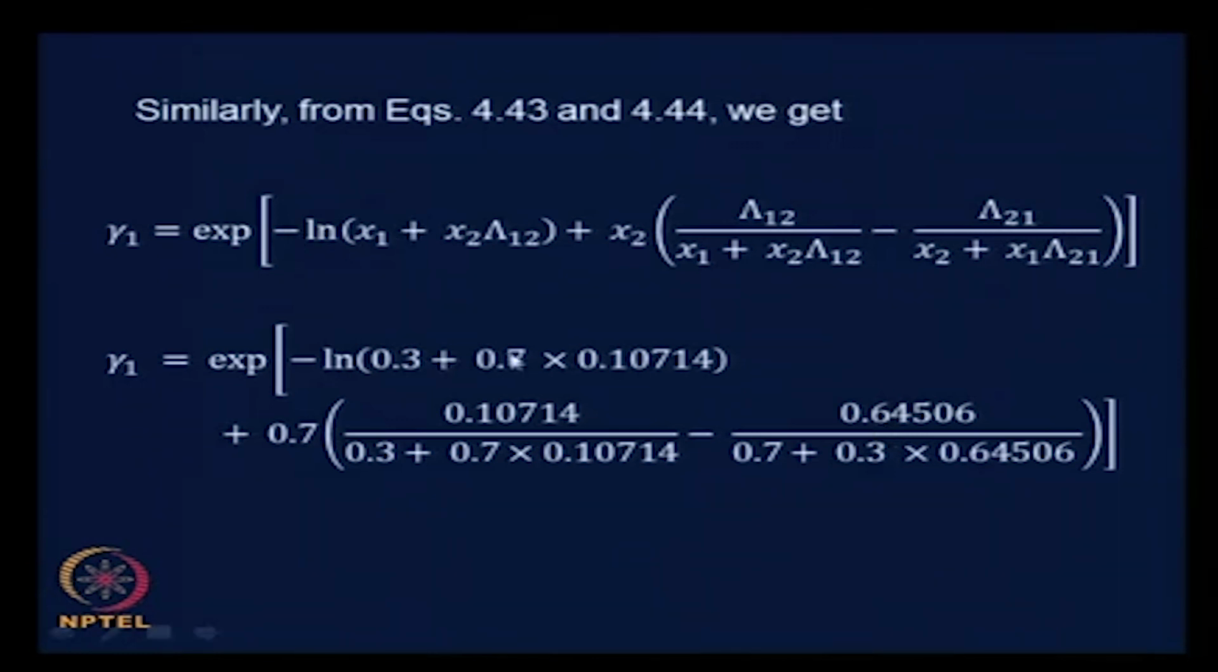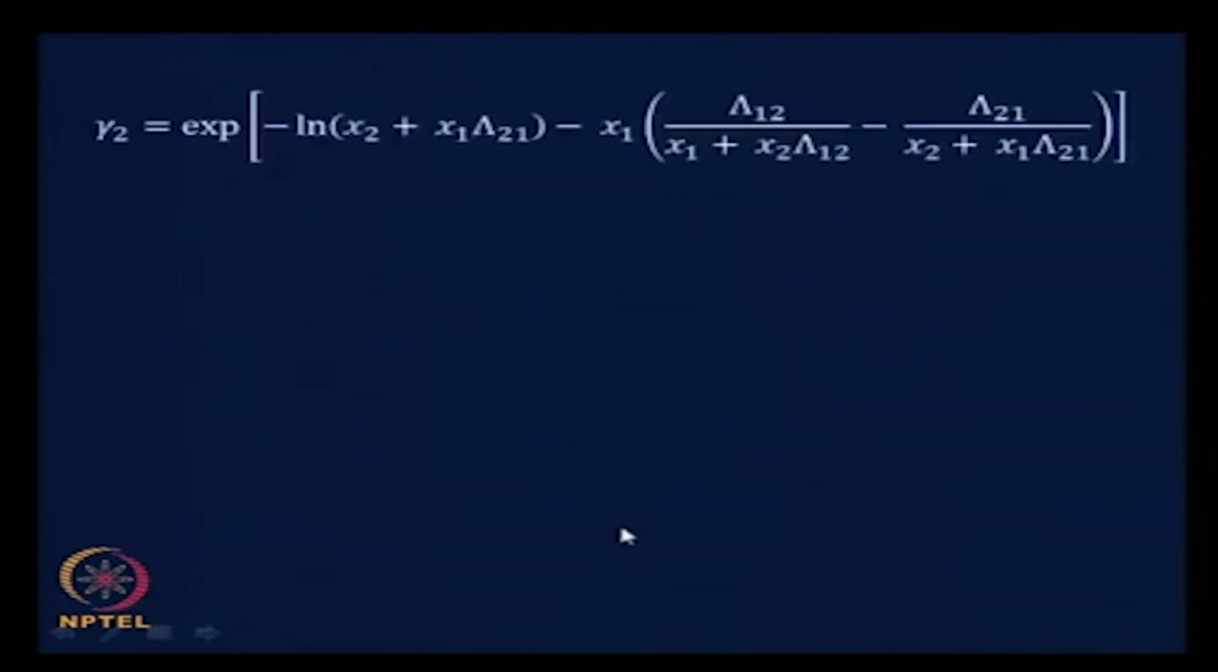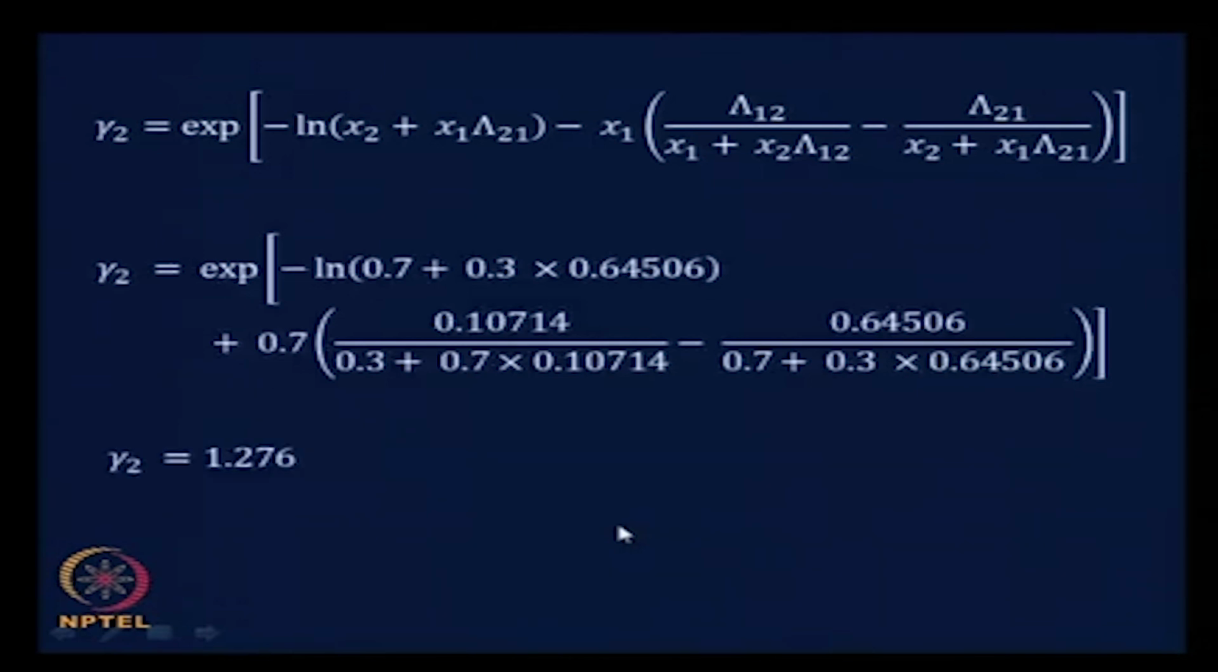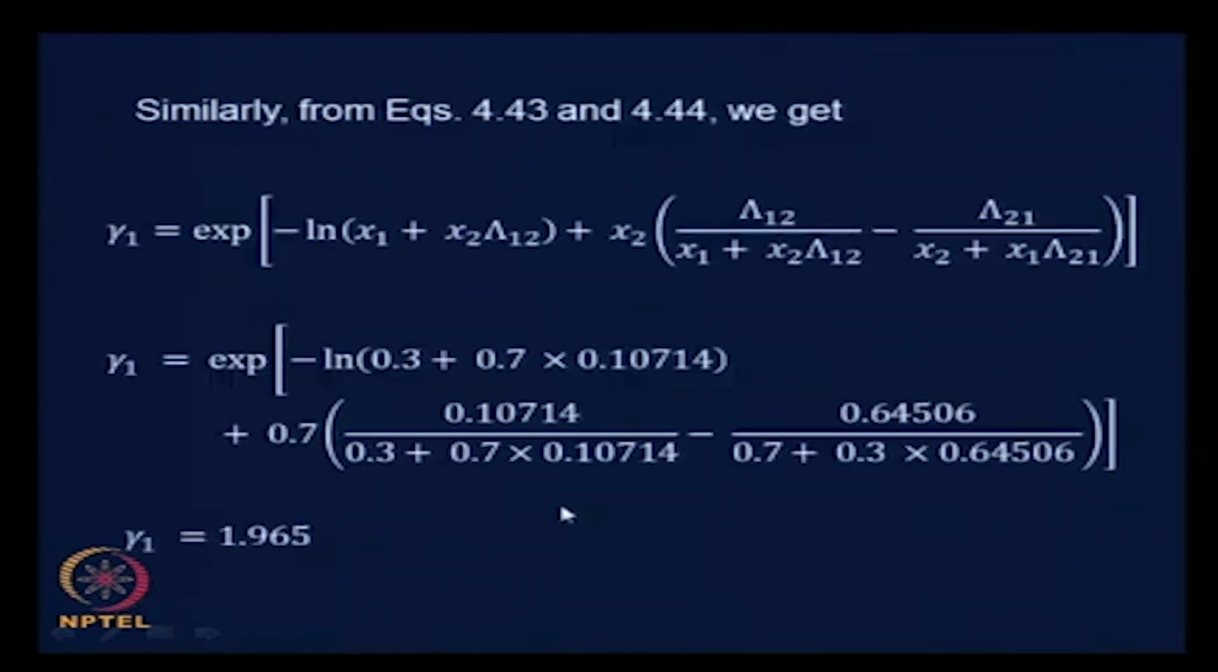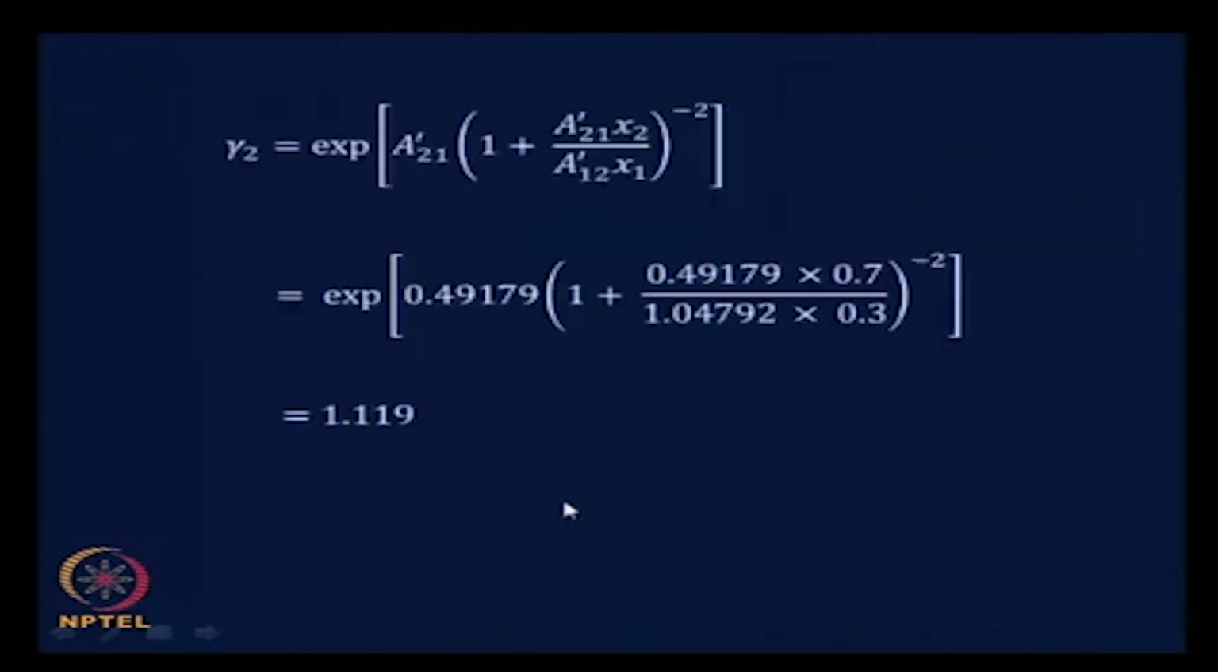If you substitute the various values here, which you would have done in the time that was given, you would get gamma 1 equals 1.965, and a similar exercise for gamma 2 would yield gamma 2 equals 1.276. Now, look at this gamma 2 value. From the Wilson model it is 1.276, and from the Van Laar model it is 1.119.